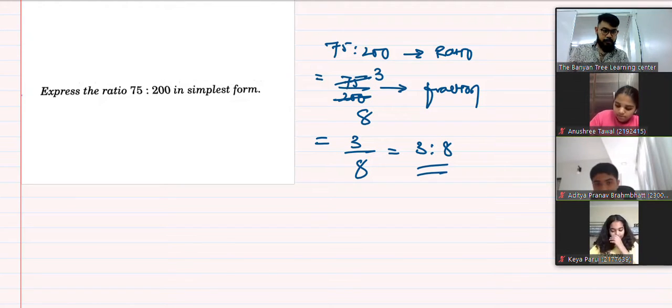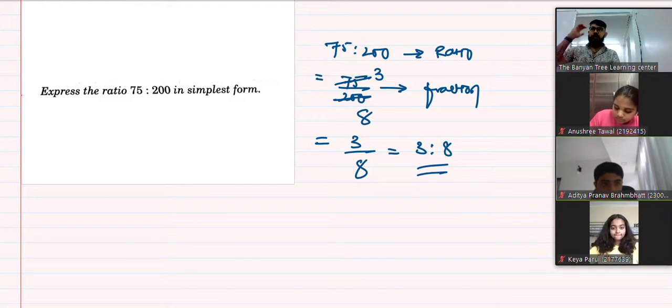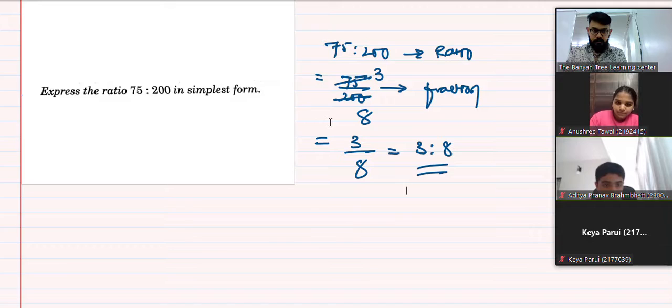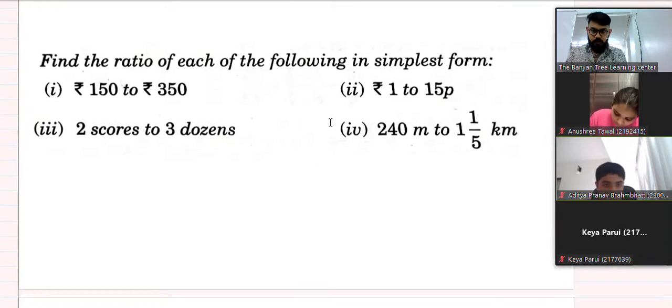Is it clear? Simple? Yes. You should know how to deal with ratios, because in further higher mathematics you'll be requiring these skills. And also in class 10th, you have a chapter called ratio and proportion. So again, you'll be needing these skills there. Okay, we'll move to the next question.